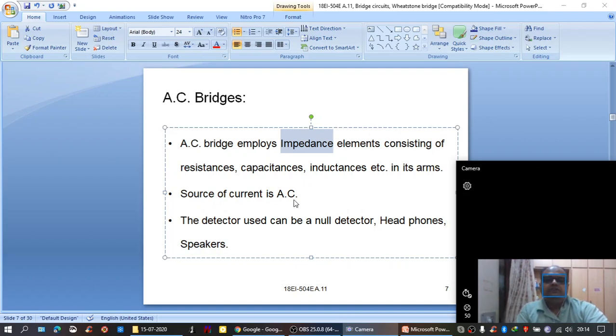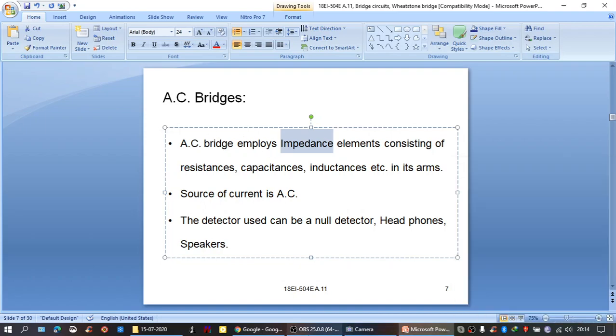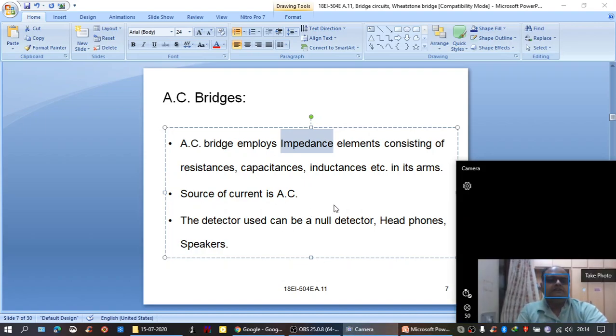So for AC signals, they produce some substantial reactances. But for DC, where the frequency is zero, inductance offers zero reactance. That means it acts as a short circuit. Whereas capacitance offers infinite reactance. That means it acts as an open circuit. So for AC bridges, the source of current should be AC only.